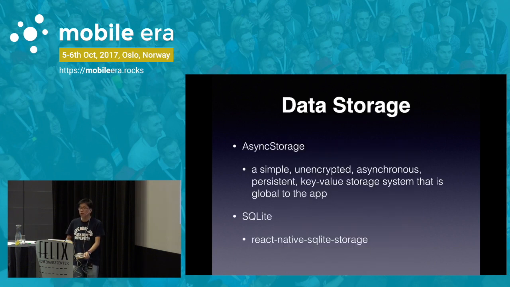Now, what about data storage? If you want to store data, you can use async storage. This is the equivalent of user defaults in iOS, and this is the equivalent of shared preferences in Android. So you can use this, and you don't have to worry about how they implement it natively. You just need to call the APIs. And for those of you who want to store your data in databases, you can use the React Native SQLite storage modules. There are many SQLite modules available for React Native. So you just choose whatever you like.